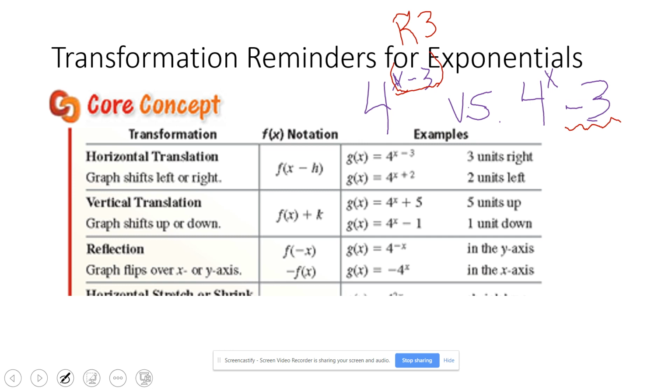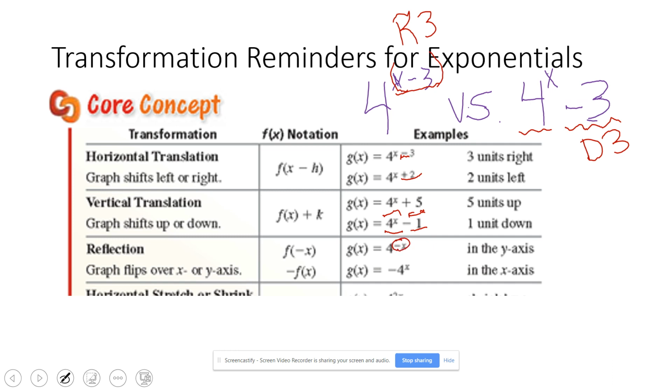Versus on the right, the 3 is the same size as our base of 4. It's not grouped with the x. And so this one is down 3. So you'll notice here the minus 3 and the plus 2 are grouped up in the exponent with the x, versus in the vertical ones, these are the same height. So up and down.